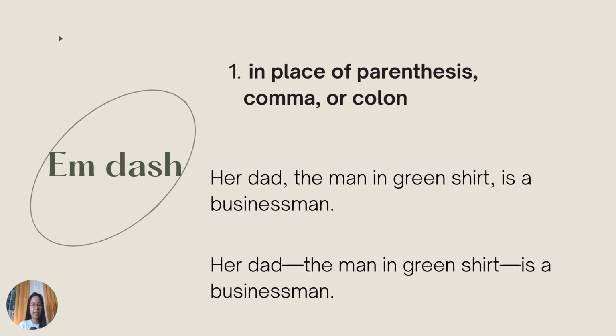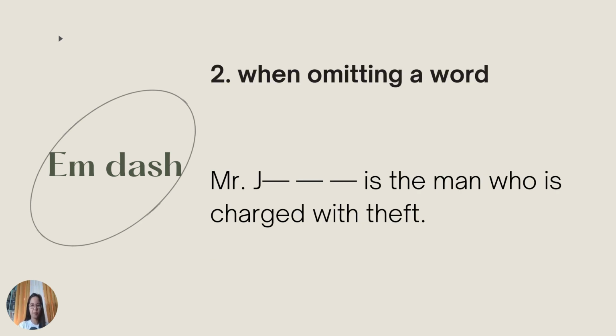Look at this example. "Her dad, the man in green shirt, is a businessman." Instead of the comma, you can use an em dash. The second use of the em dash is when you want to omit a word, just like in the example. If you want to keep a name anonymous, use two to three em dashes. Whether you want to use two or three em dashes, it's up to you, as long as you're consistent all throughout the text.